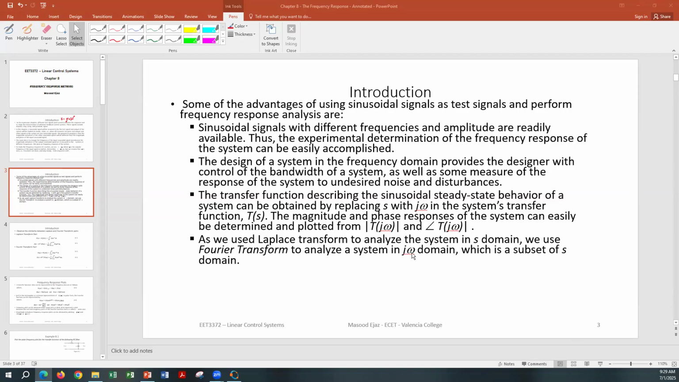As we use the Laplace transform to analyze the system in the s domain, we use the Fourier transform to analyze the system in the j omega domain, which is a subset of the s domain. So Laplace is the superset, and Fourier is the subset of the Laplace transform.